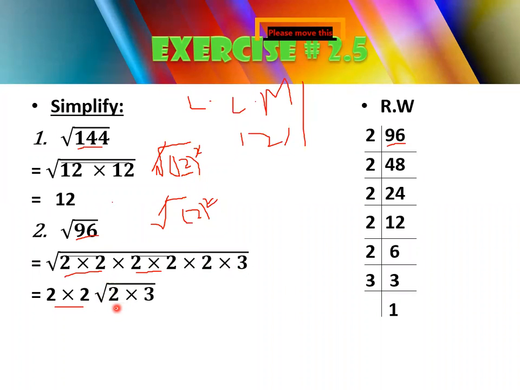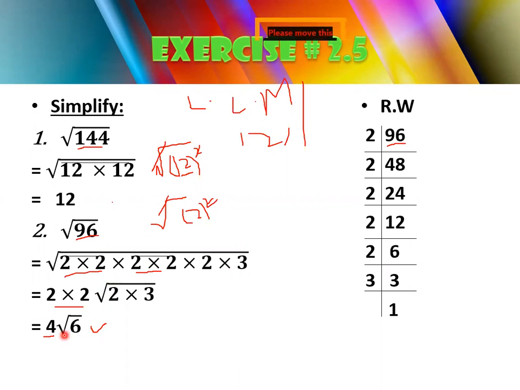Now what you will do, you will simply multiply this 2 and 3, and you will simply multiply the number that was written outside the square or radical symbol. So what you will get: 2 multiplied by 2 is 4, and 2 multiplied by 3 is 6. So this is your final answer. You cannot take the 6 outside, because there is no perfect square of 6.